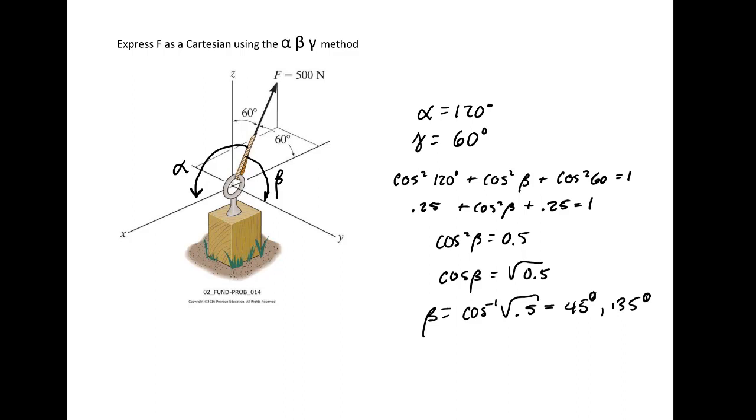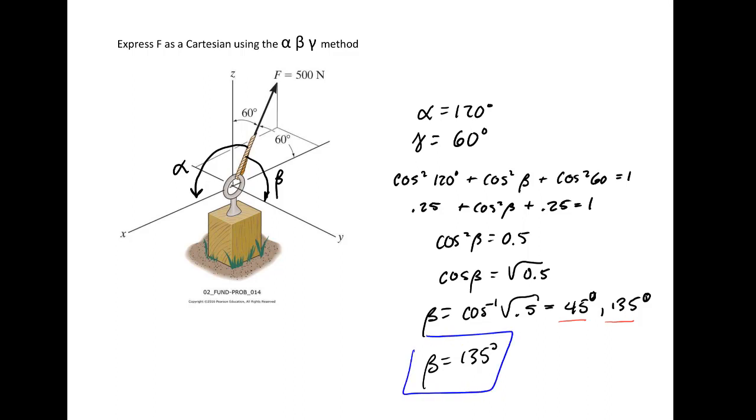Well, it probably makes more sense if you just look at the picture, that because this force is kind of going in the negative y direction, that it makes sense that angle beta is greater than 45 degrees. So the correct answer would be 135 degrees. Beta is equal to 135 degrees. All right, from there we can solve this little problem.